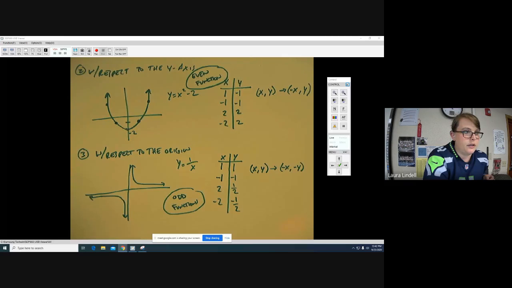And where'd the worksheet go? Here it is.